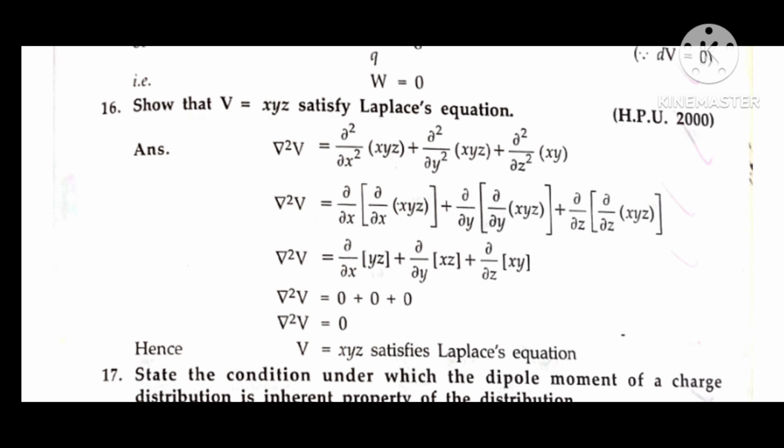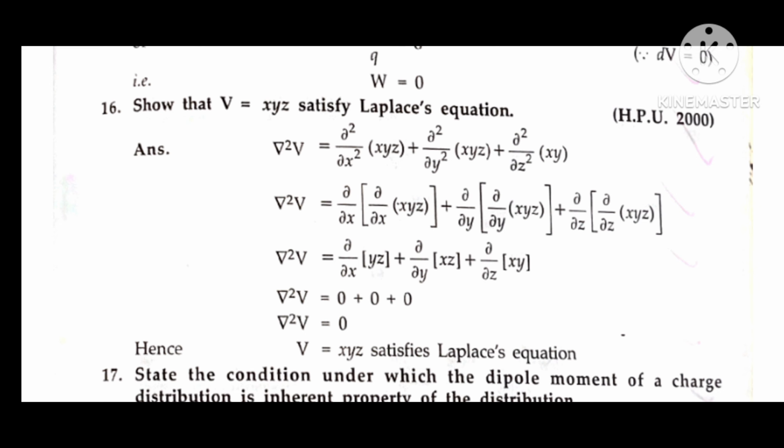V is equal to xyz satisfies Laplace equation. Del square V is equal to del square by del x square xyz plus del square by del y square xyz plus del square by del z square xyz. Del square V is equal to del by del x of del by del x xyz plus del by del y of del by del y xyz plus del by del z of del by del z xyz.